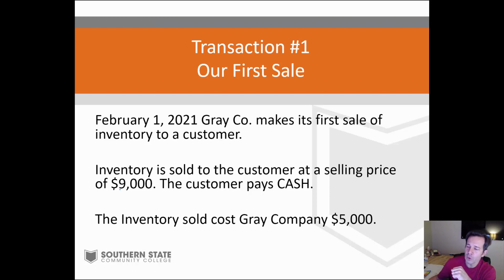Inventory is sold to the customer at a price of $9,000. The customer pays cash. So the customer brings $9,000 in and buys inventory. We had paid $5,000 for that inventory. So I have two transactions I need to make here. I have to record what I sold and how much I got, and I have to record how much I paid for it. Two things going on.